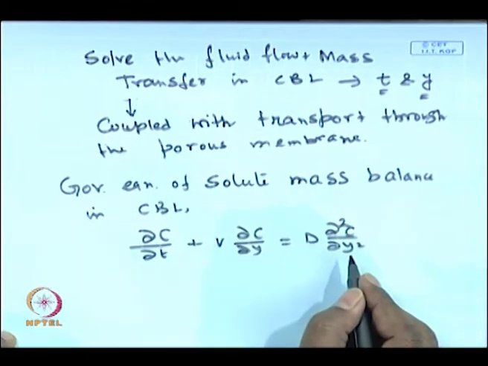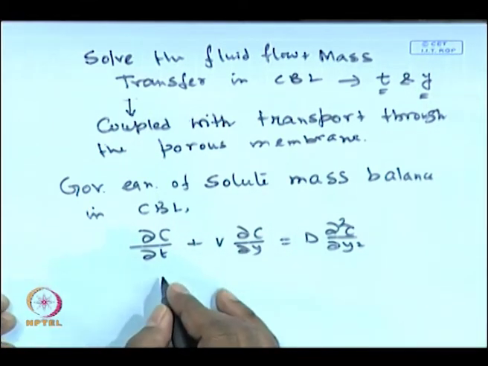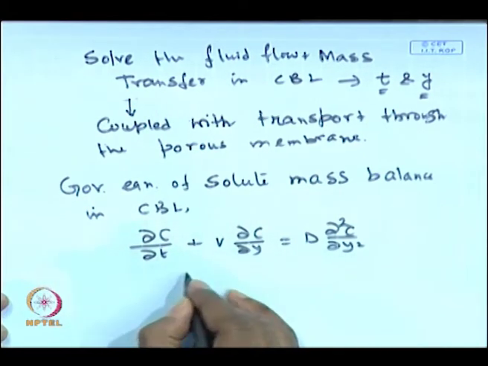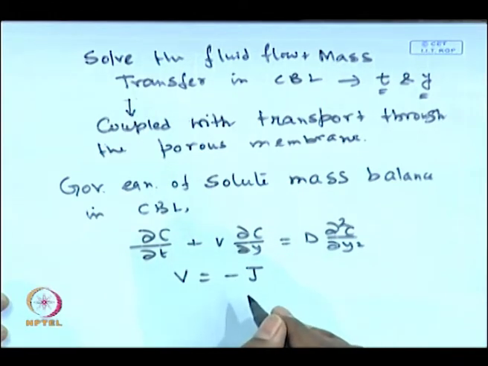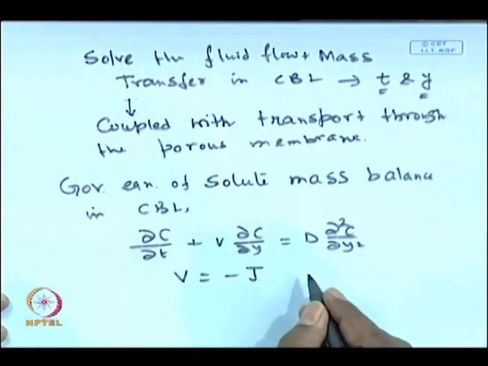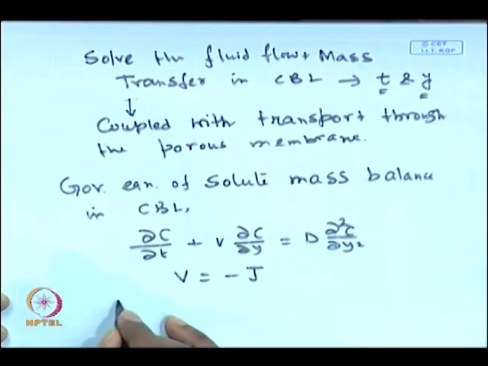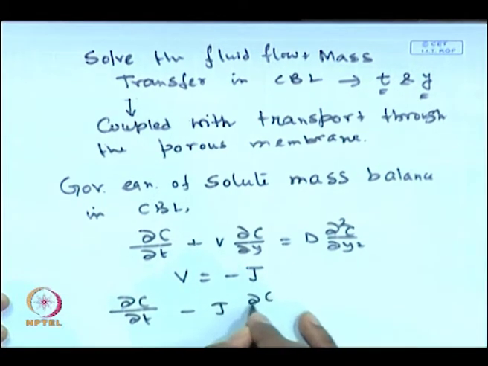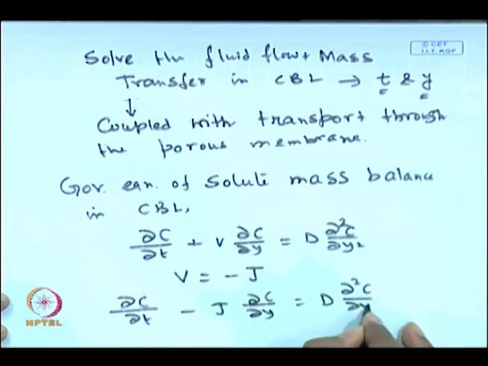This is the governing equation of concentration solute mass balance within the concentration boundary layer. And since there is no other flow in the x direction or whatever, V will be nothing but minus J. What is J? J is the permeate flux at y equal to 0. Okay. So, the governing equation now becomes del C del t minus J del C del y is equal to D del square C del y square.